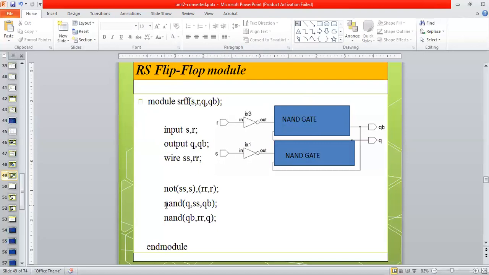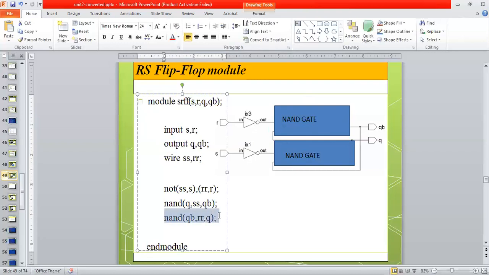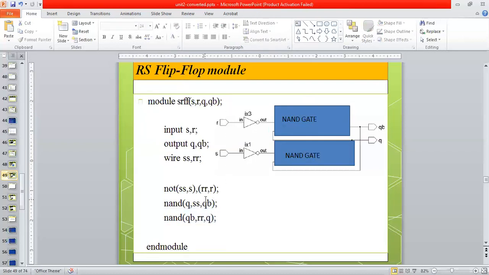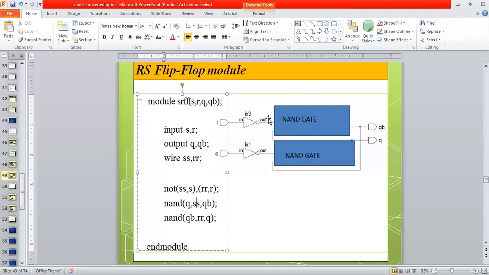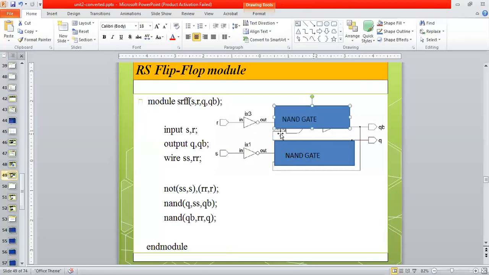Here I am taking one NAND gate, and here also I am taking another NAND gate. What are the inputs here? If you observe this NAND gate functionality, I am gathering the output from this location. One of the inputs is RR, and another input is Q.